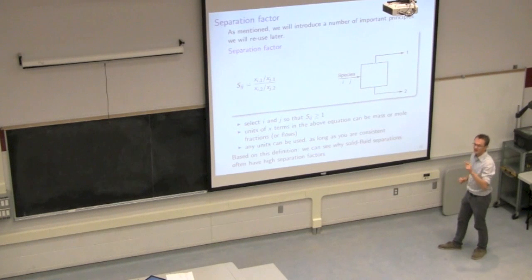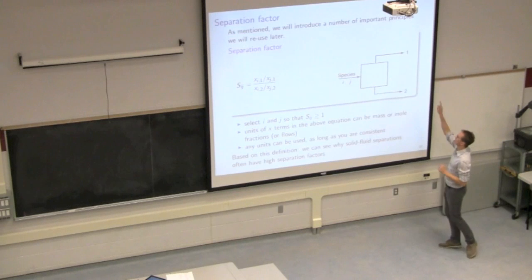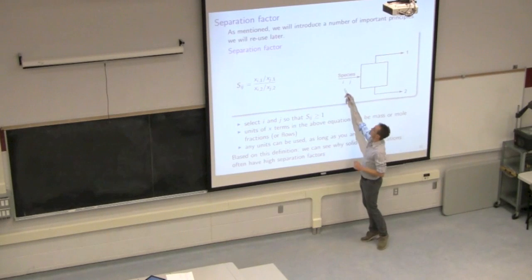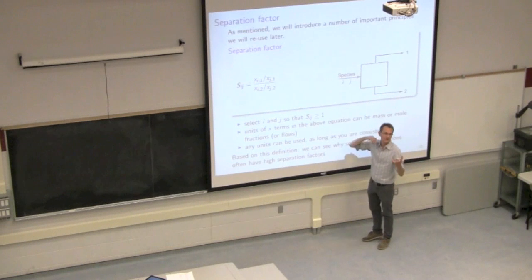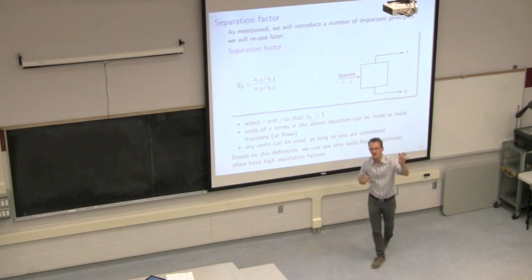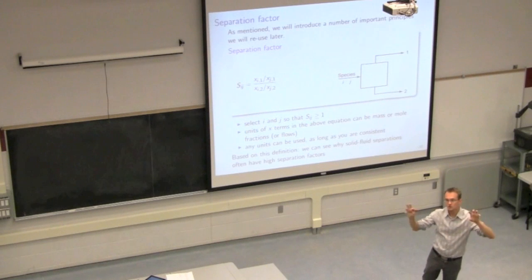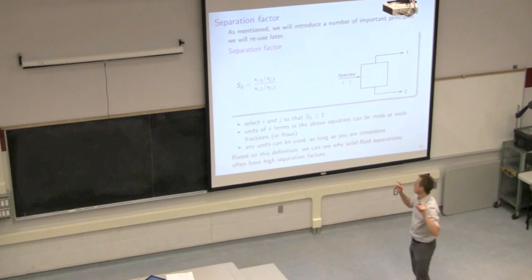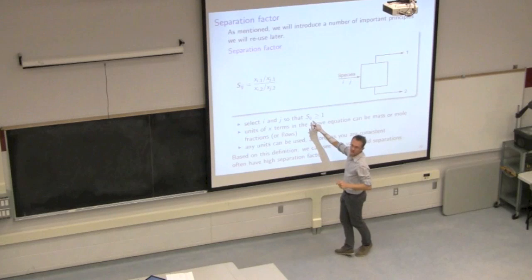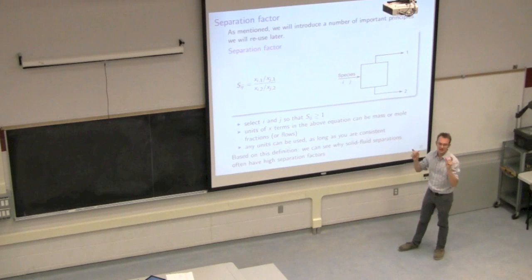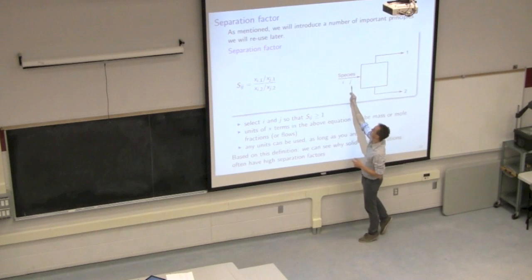Now, here's the part that tricks people up. The definition for Sij gives you a lot of freedom. What is 1? What is 2? What is I? What is J? So I and J are the species you're separating. So let's say a liquid from a solid. You assign liquid to I and solid to J. And whatever your choice is, you choose those so that Sij is greater than 1. You can always choose it so it's less than 1. But you need to choose I and J, the species, so that Sij is greater than 1.